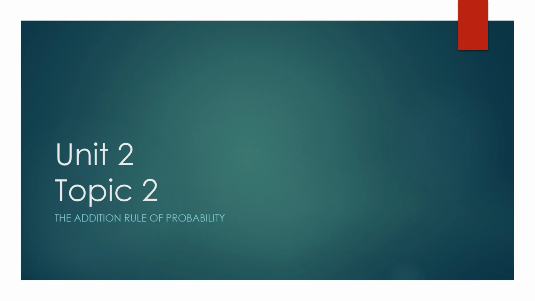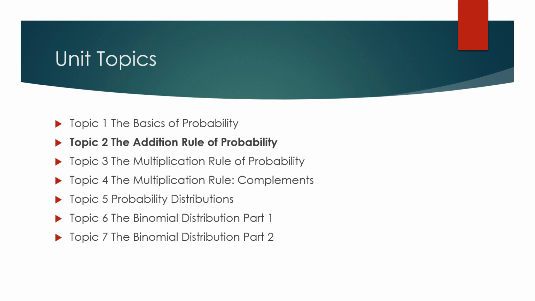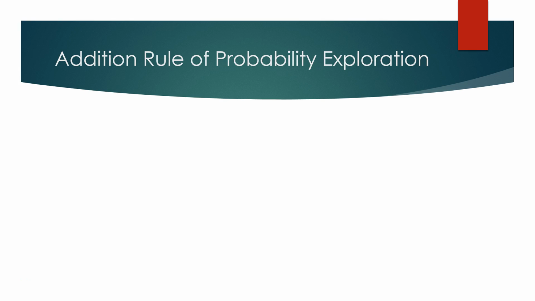This is topic 2 in Unit 2, the addition rule of probability. So in the last topic, we got to know probabilities as much as we possibly can without calculating too many of them. So we talked about notation, interpretation, and how to construct probabilities.